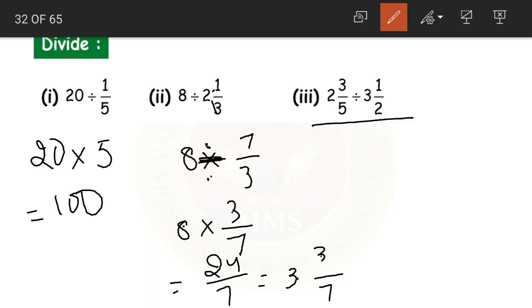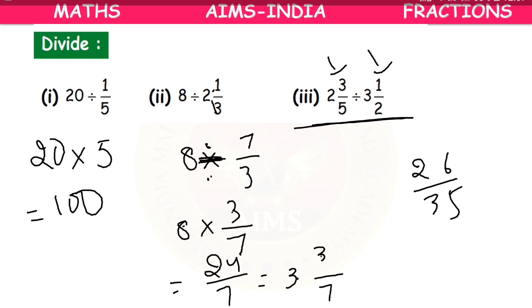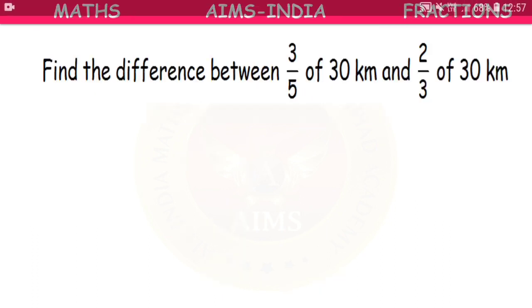Now coming to our last division question, 2 3 by 5 divided by 3 1 by 2. Again what should we do? Convert these two into improper numbers, and then the answer we get will be 26 by 35. Okay students, this will be our answer. Try solving this question.